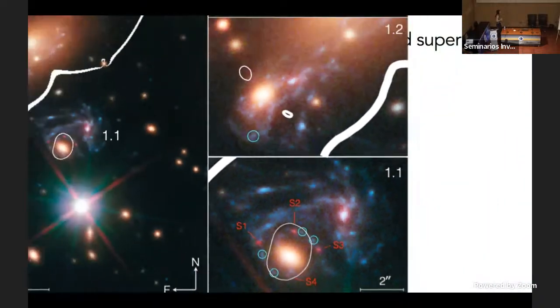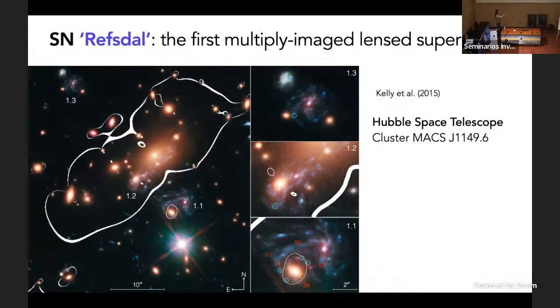But it goes even further, because what also happens here is that the host galaxy of the supernova, this blue galaxy, is actually imaged multiple times as well. So you see the same galaxy in 1.1, 1.2, and 1.3. So if the supernova goes off in this galaxy, of course it should also appear in the other images of the galaxy at some point.